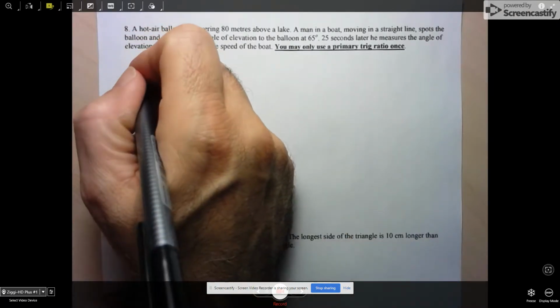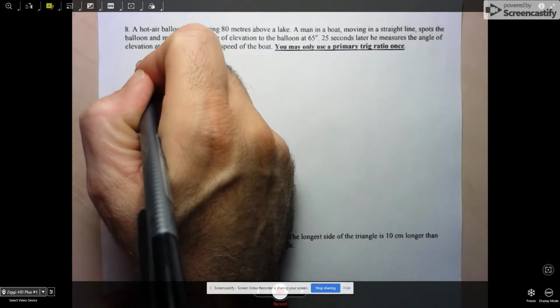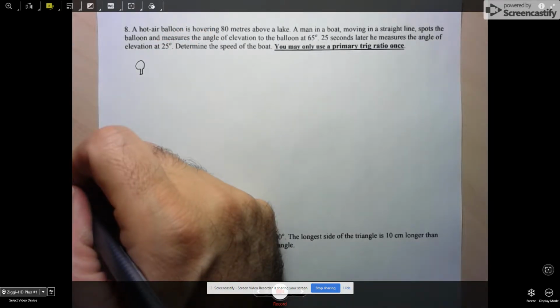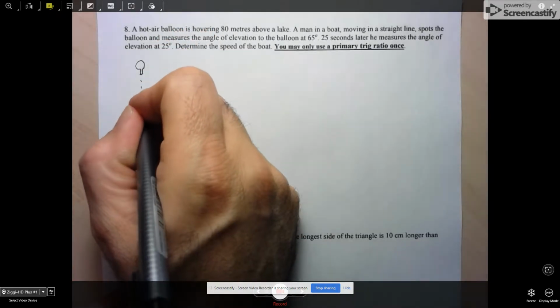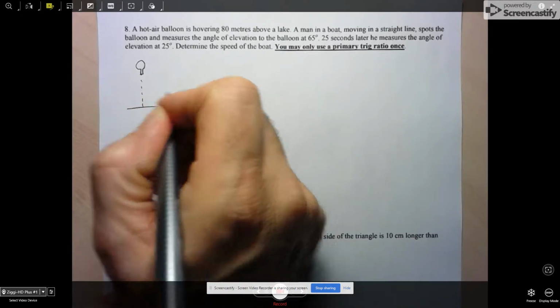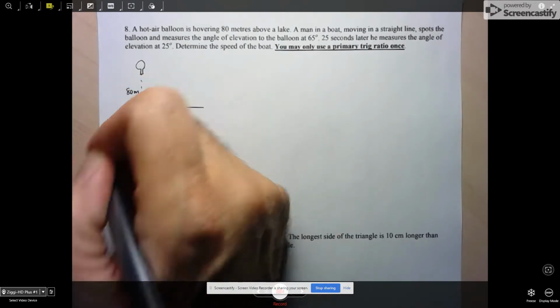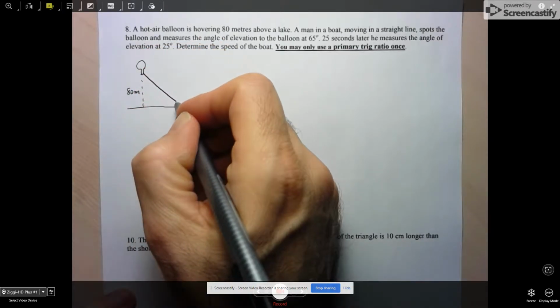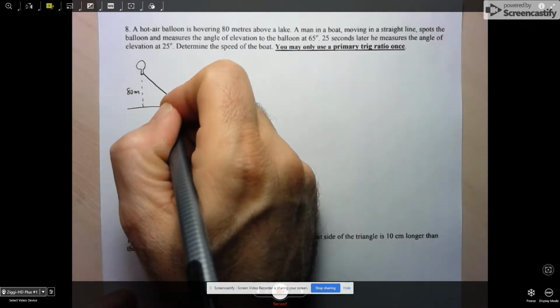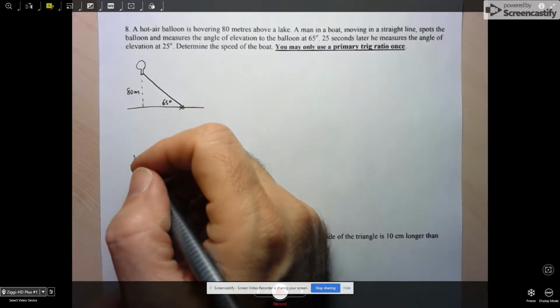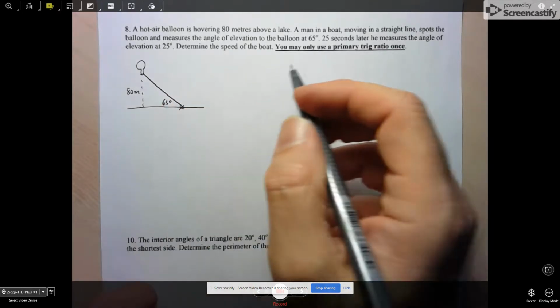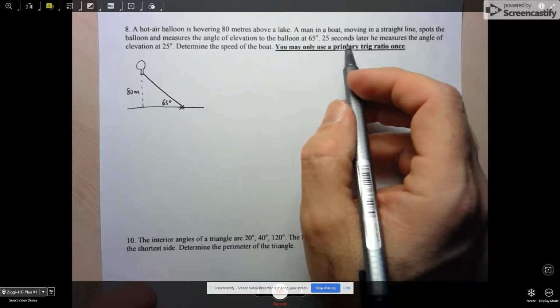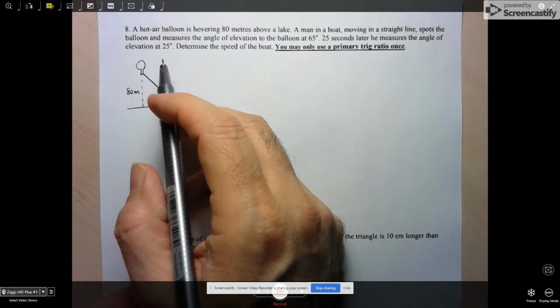Okay, so let's say here, starter diagram, we've got our balloon up in the air, and somewhere down here, 80 meters below on the lake, we've got a boat that measures an angle of elevation to the balloon of 65 degrees. Now it says here that 25 seconds later, he measures the angle of elevation at 25 degrees.